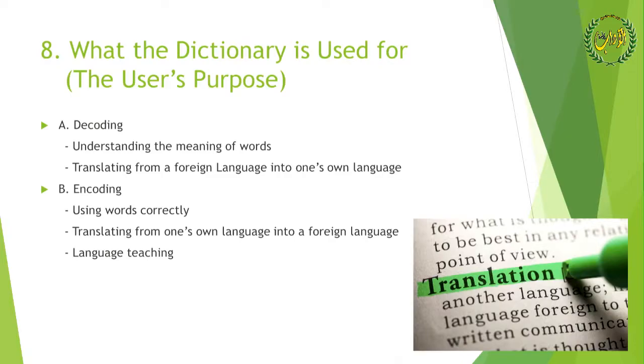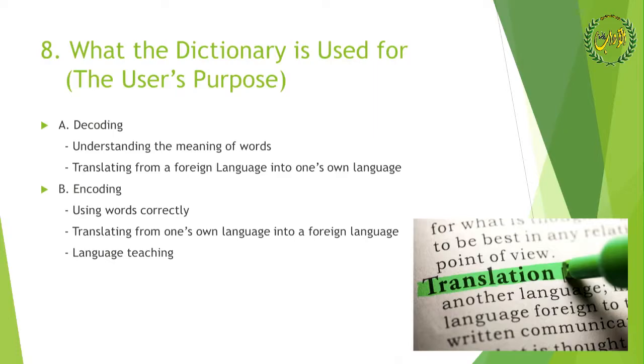Number 8, what the dictionary is used for. This one I called the user's purpose. Each one of us uses the dictionary for a certain purpose. But according to our textbook, there are two main purposes for using a dictionary: decoding or encoding. A decoding use of a dictionary means using the dictionary to understand the meaning of a word or to translate from a foreign language into one's own language.